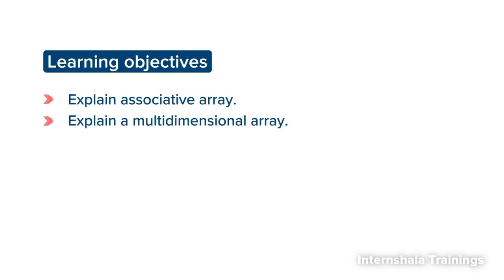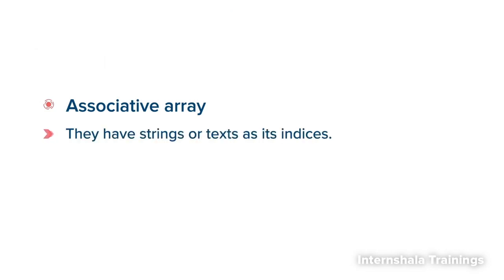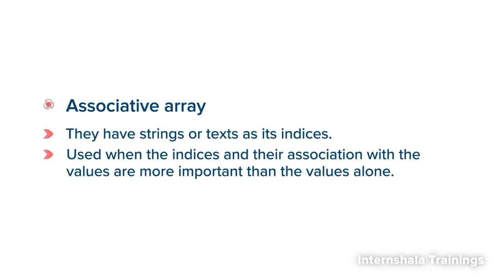After going through this video, you will be able to explain associative array and explain a multi-dimensional array. Let us continue our discussion on the types of array. Associative arrays have strings or texts as their indices. These arrays are particularly used when the indices and their association with the values are more important than the values alone.